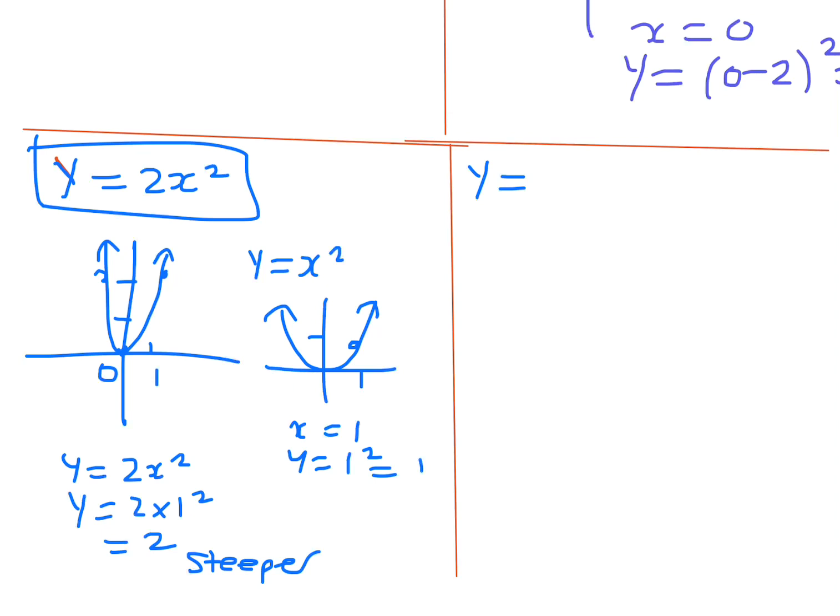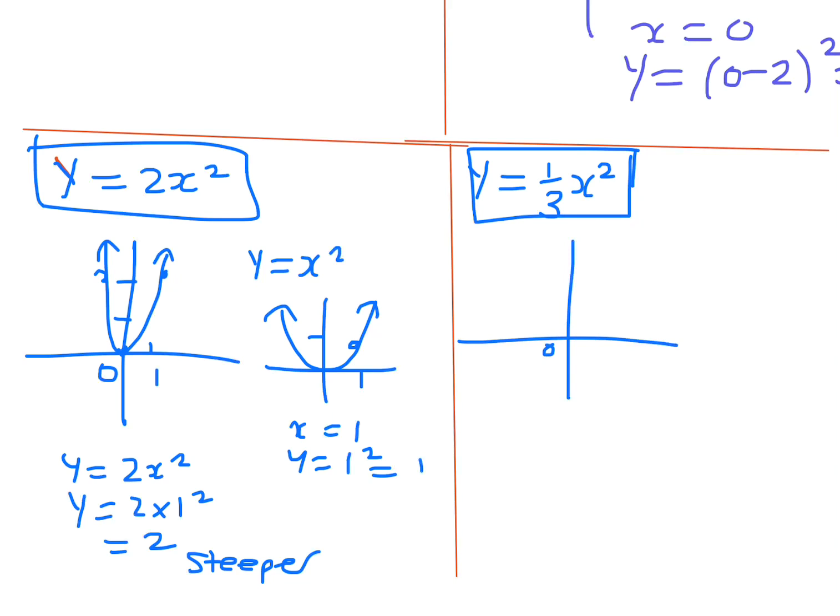Okay, so say we have y equals a third x squared. The difference is when you have a number in front that is less than 1, then that's going to widen it, because instead of the y value being say 3 times its original size, it is 1/3 of its original size. So that would be what your basic shape would look like there.